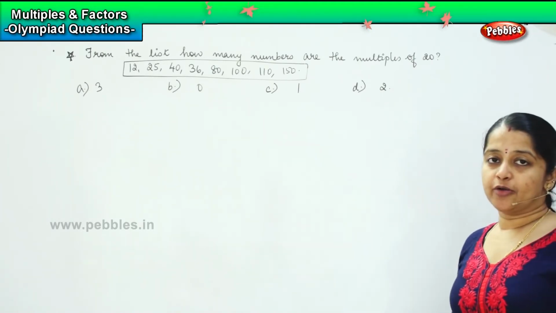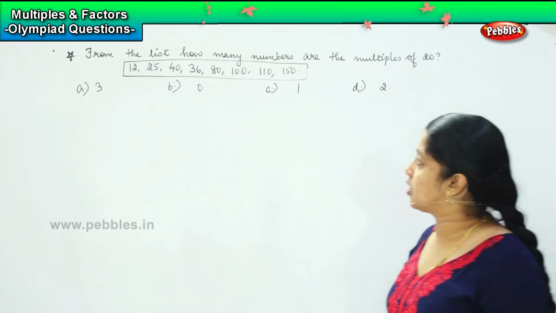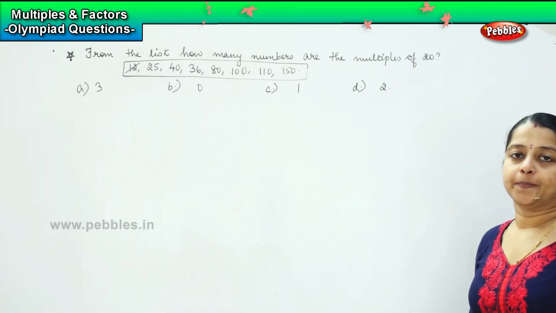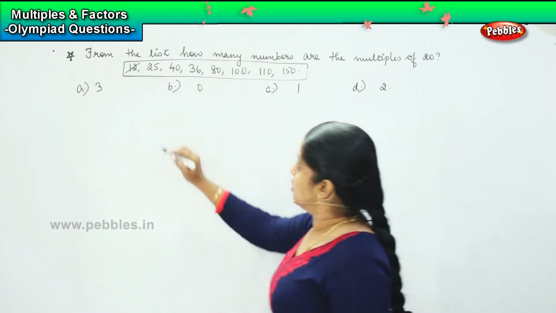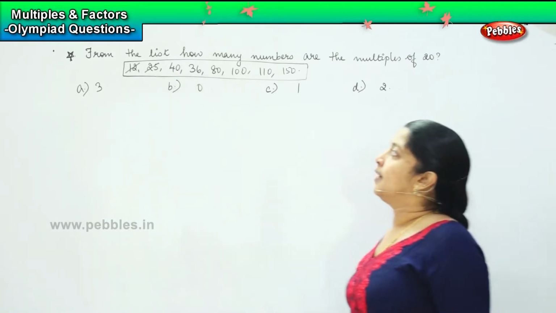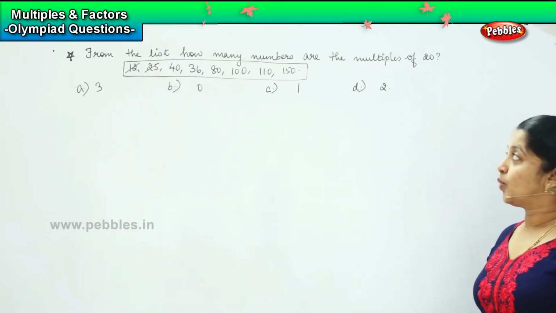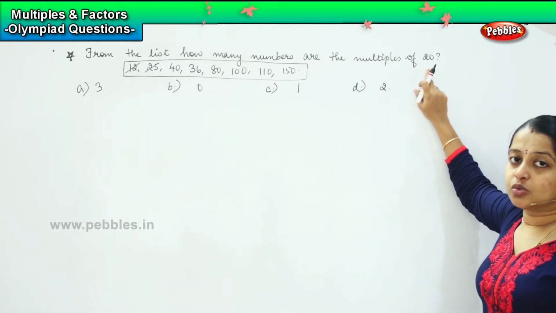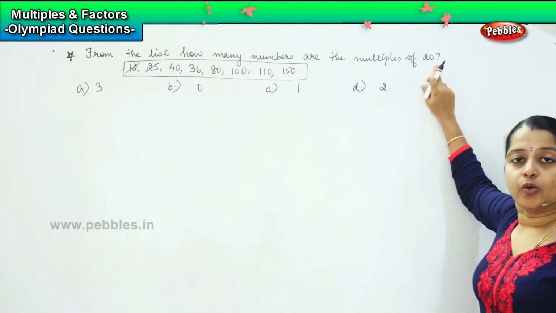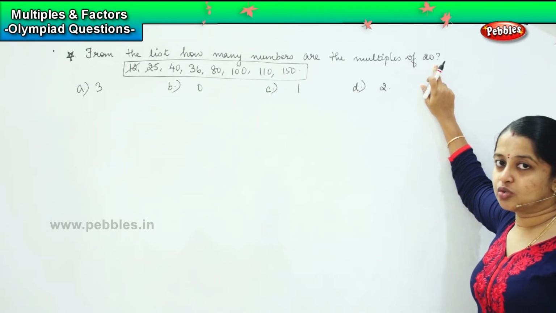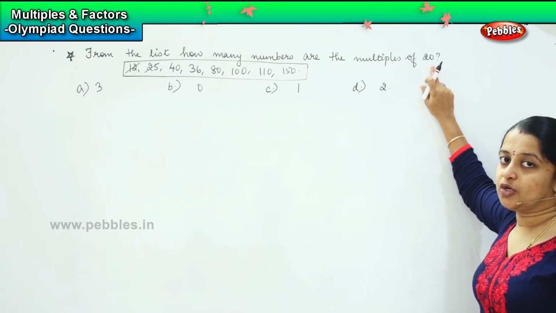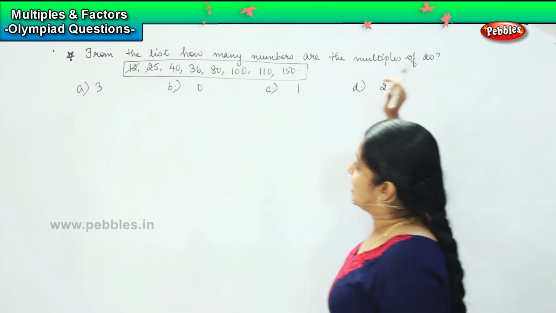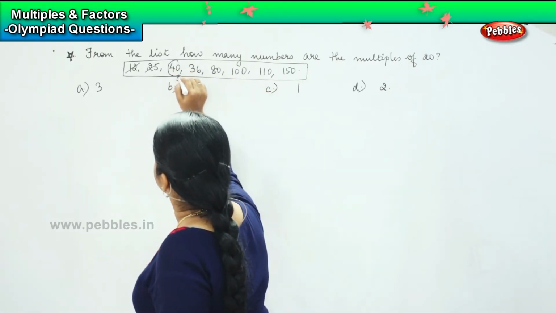Is 12 a multiple of 20? No, it's not possible because it is a smaller number. Is 25 a multiple of 20? No, that is also not possible. The next one, 40. So we know that 20 is nothing but we have to just calculate the value of 2 table, right? And we have to add a 0 behind it. So 2 ones are 2, 2 twos are 4. Similarly, 20 into 1 is 20, 20 twos are 40. Yes, it is divisible 2 times.